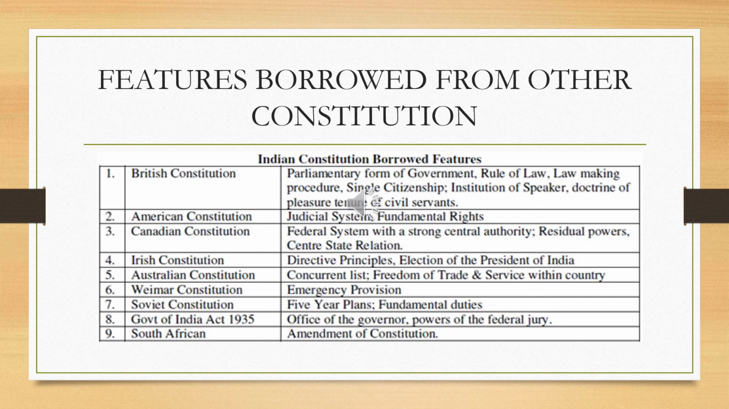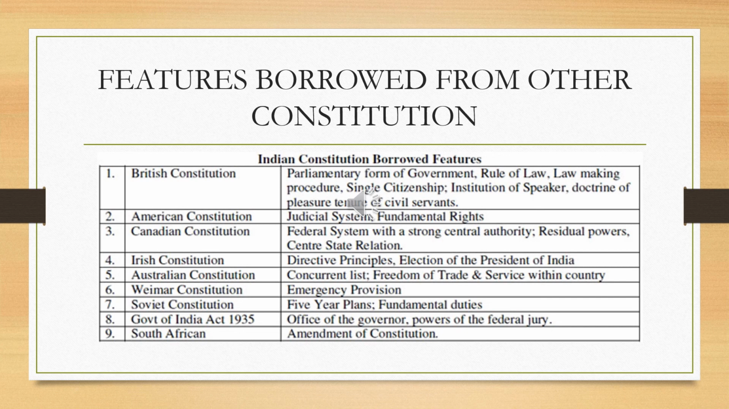Next one, law making procedures. That means related to the legislatures. That means how the law making process will take place in parliament or in Vidhan Sabha. So these are the things that we borrowed from the British constitution. Another thing we need to know about is single citizenship. That also we had borrowed from the British constitution.